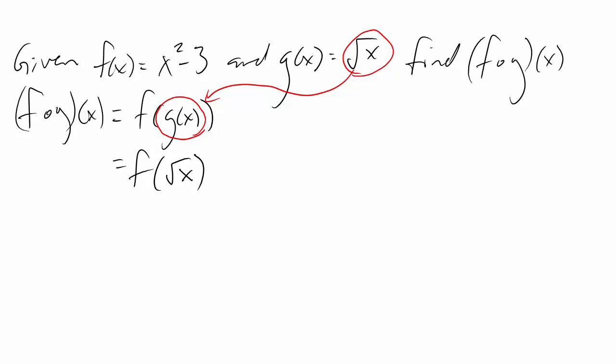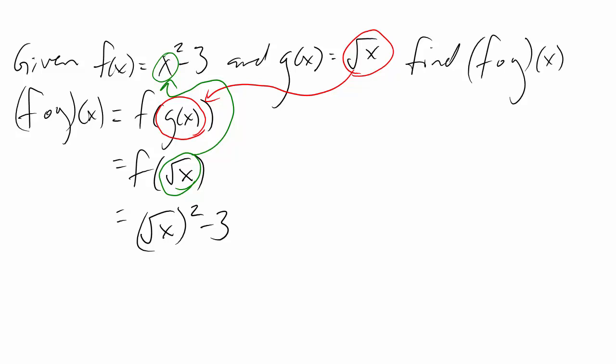So what we're going to do now is focus on f of the square root of x, which means we take this square root of x here, and we're going to plug it in for x in the f of x. So what that's going to leave us with now is the square root of x squared minus 3. Now, the square and the square root are going to cancel themselves out, and for purposes here, that'll just leave us with x minus 3 for the answer to our composition f composed with g of x.